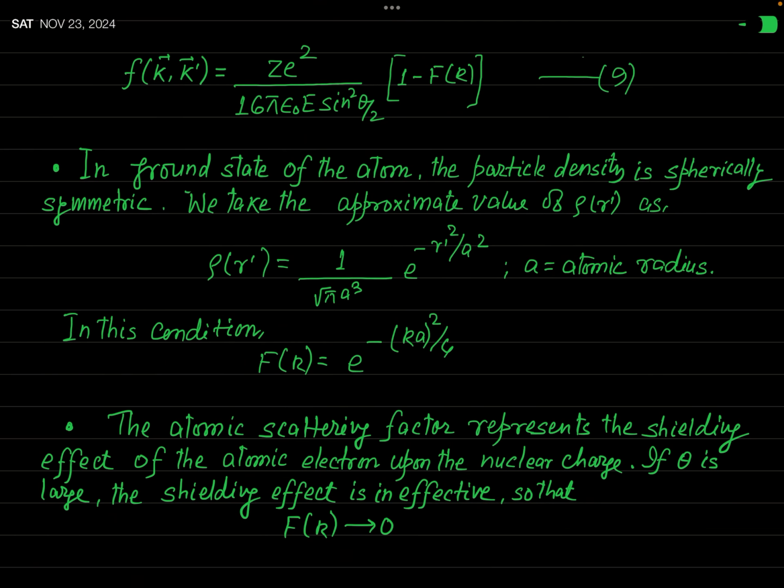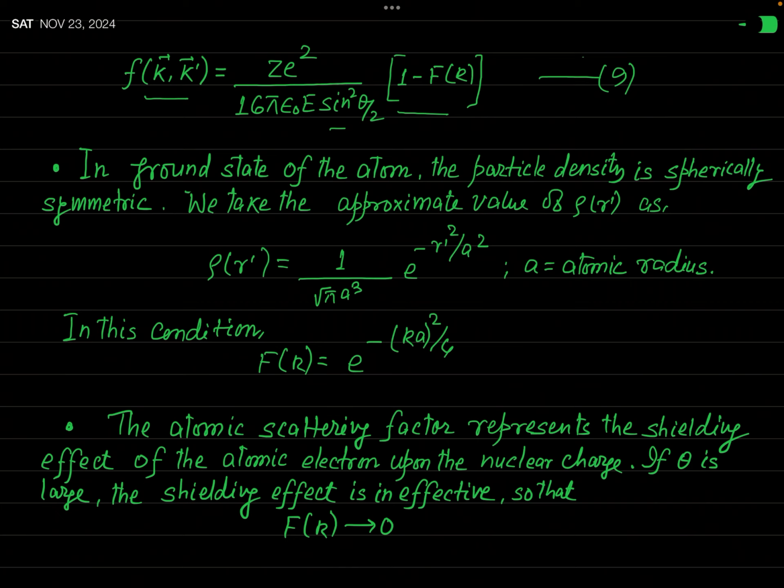So you can see that f of k comma k dashed, which is the scattering amplitude, will be given by Ze square over 16 pi epsilon naught E sine square theta by 2 times 1 minus f of kappa.